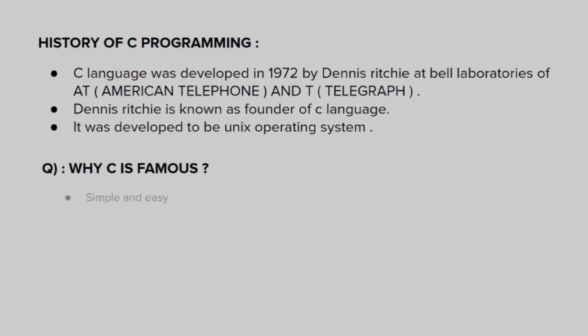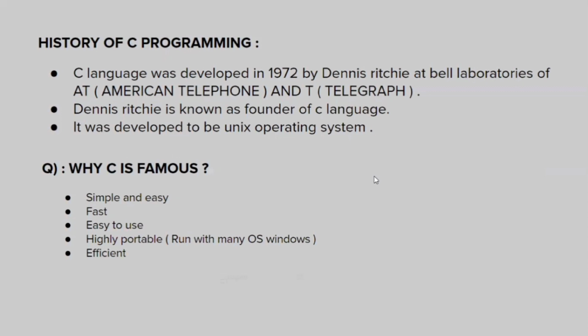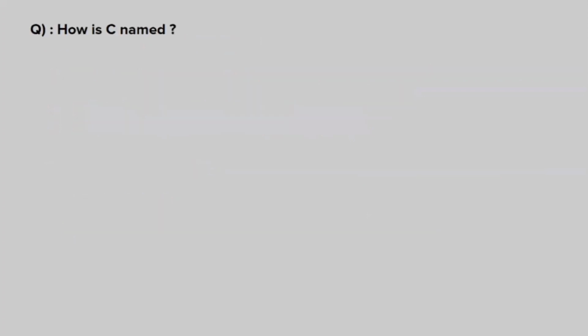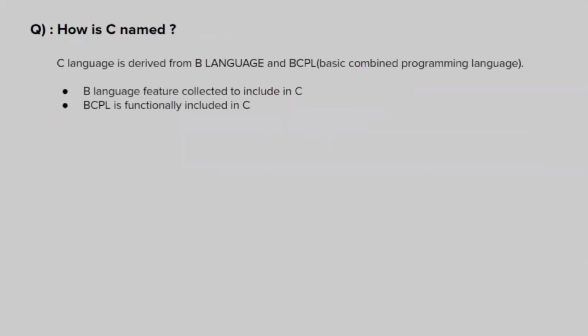Why is C famous? C is famous because it is very simple and easy. It is very fast, easy to use and highly portable, and it will run on many operating systems such as Windows. OS means operating system, and it is efficient. There are many operating systems like Unix, MS-DOS, Windows, and others. C was developed using the Unix operating system only. How did C get its name? C was named after two languages, B language and BCPL, Basic Combined Programming Language.